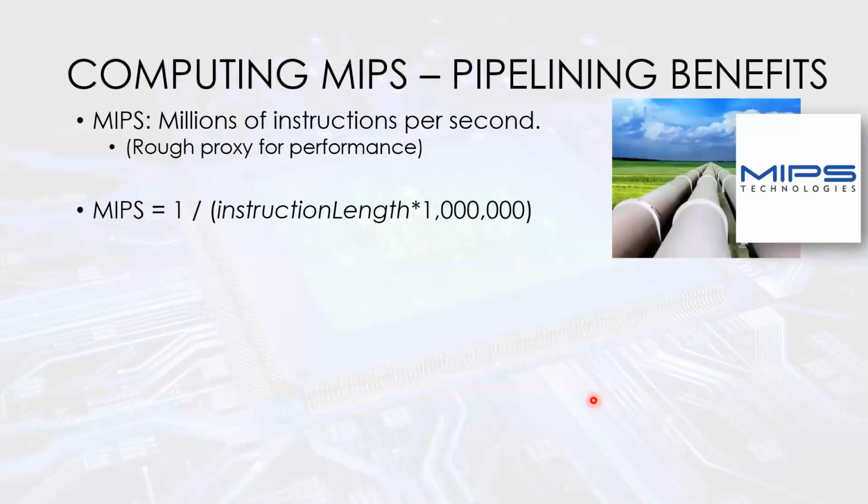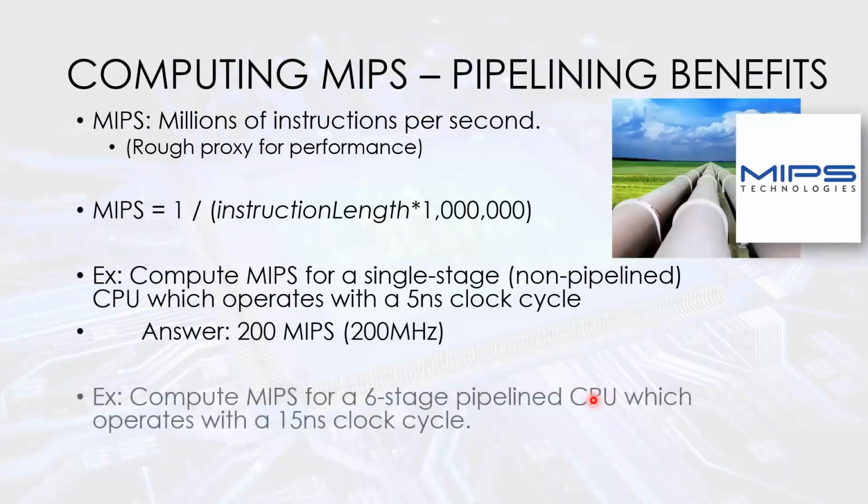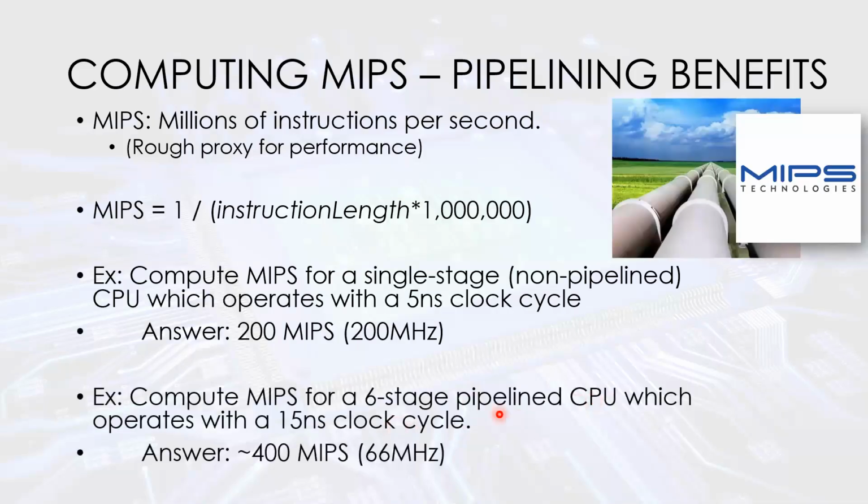Okay, and we went on to the next slide and basically showed how we can have a processor that's actually running at a much lower frequency, right? So here we had a 200 megahertz processor because we had a 5 nanosecond period. Here we had a 15 nanosecond period, which essentially equates to 66 megahertz.